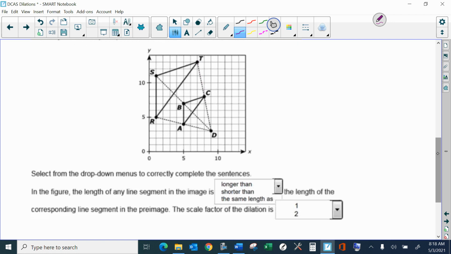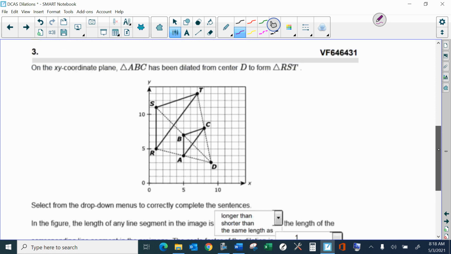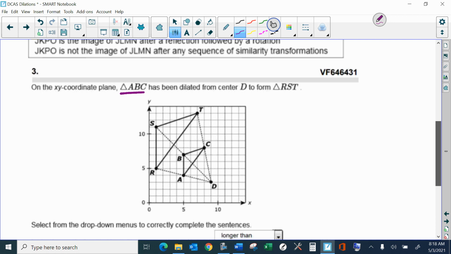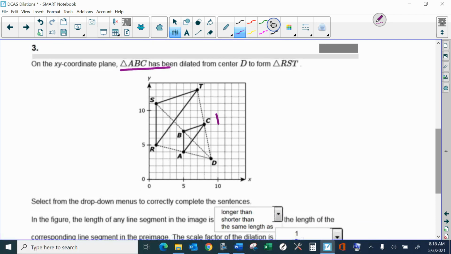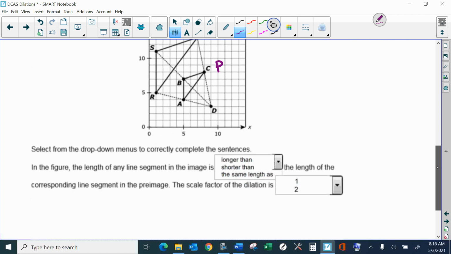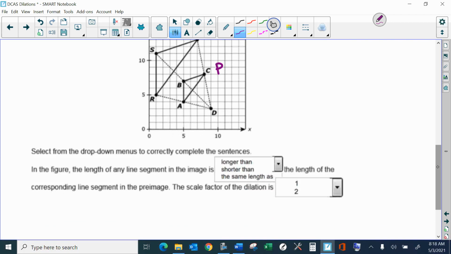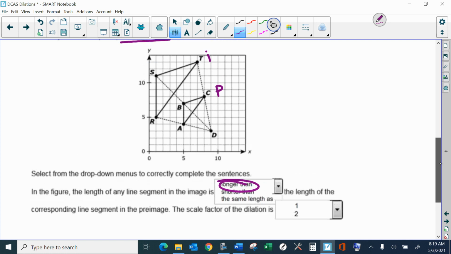Okay, select the drop-down to complete. In the figure, the length of any line segment in the image. Okay, so they don't have the primes. We have to go back up and look which one they said. ABC has been dilated, so ABC is the pre-image, and this is the image. So it's an enlargement because it got bigger. The length of any line segment in the image is longer, okay, than the length of the corresponding line segment in the pre-image. The scale factor of the dilation is what? 1 or 2?